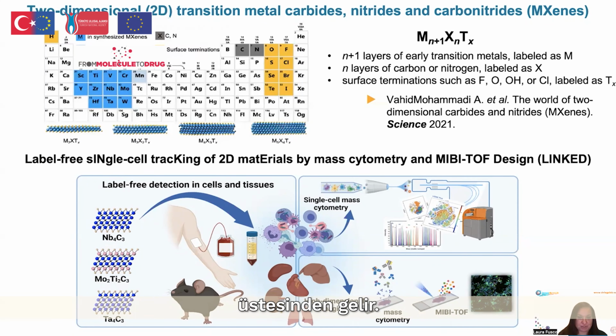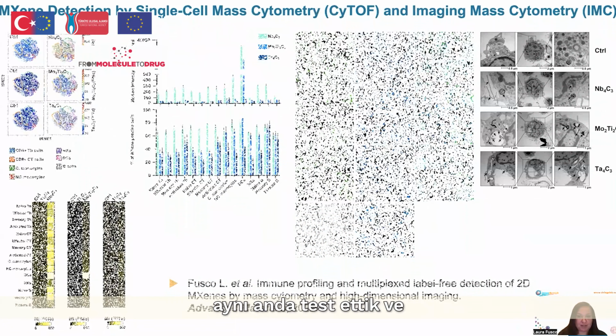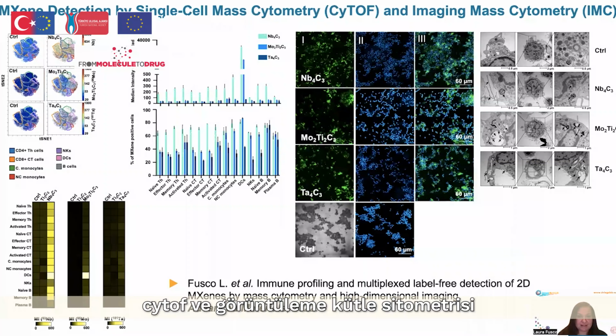Moreover, we use new channels which have not previously been explored for commercial mass tags in mass cytometry. First, we tested MXenes simultaneously on 15 primary human immune cell populations and successfully detected material uptake and single-cell interaction by CyTOF and imaging mass cytometry.